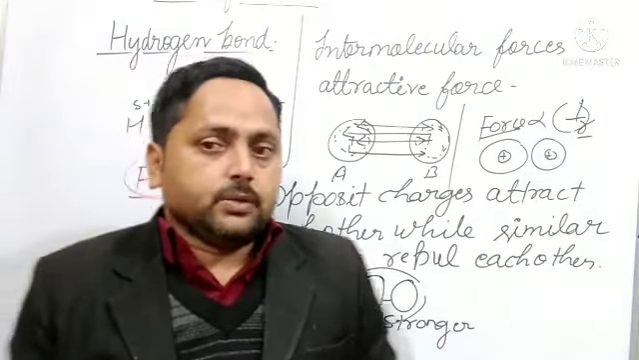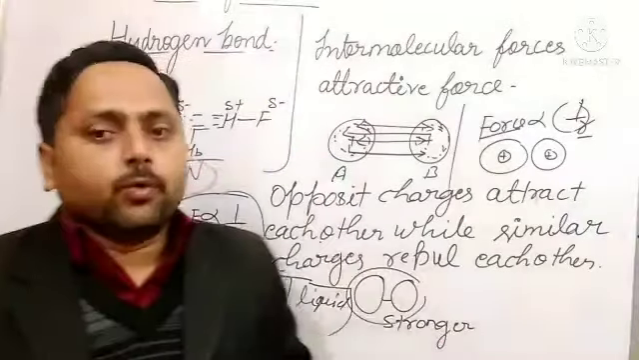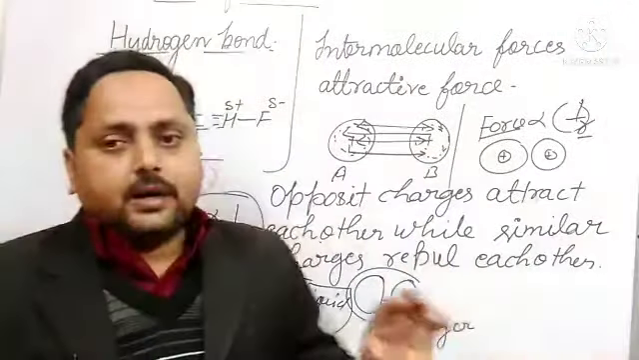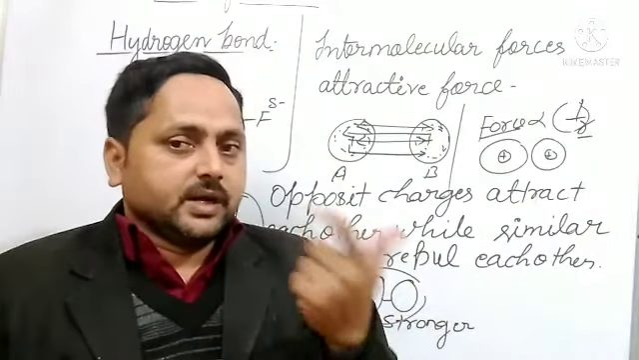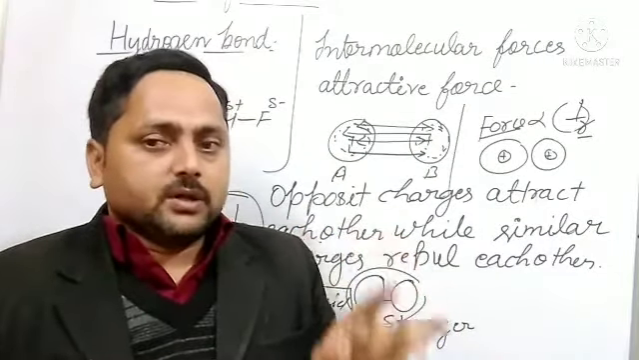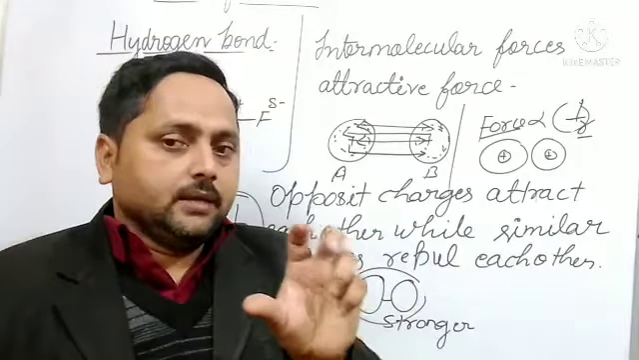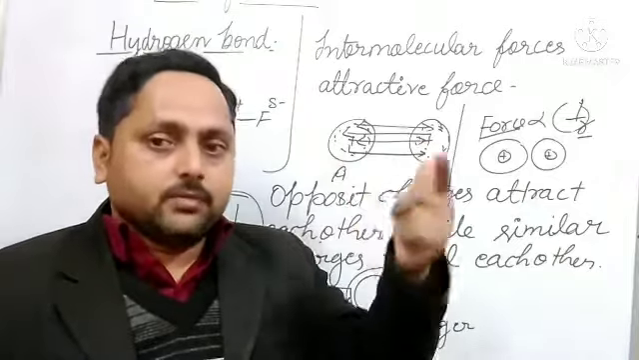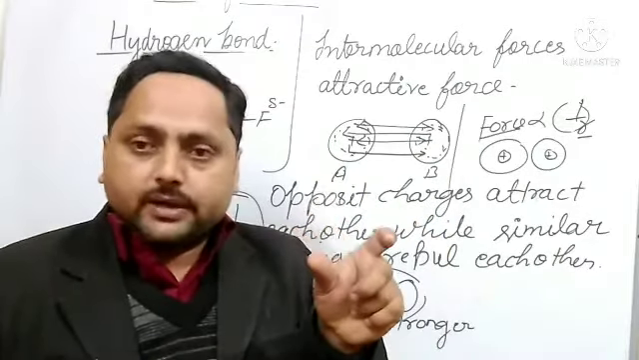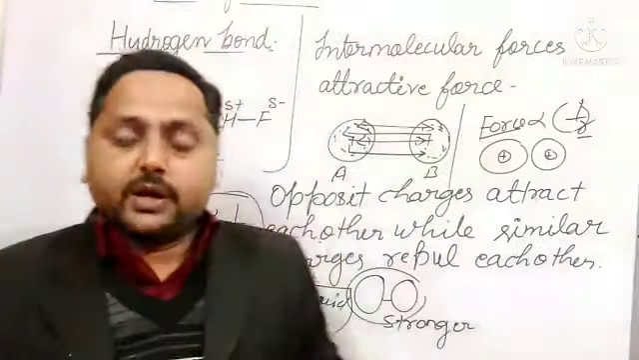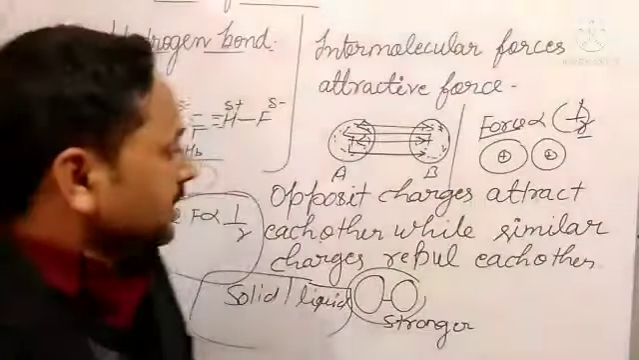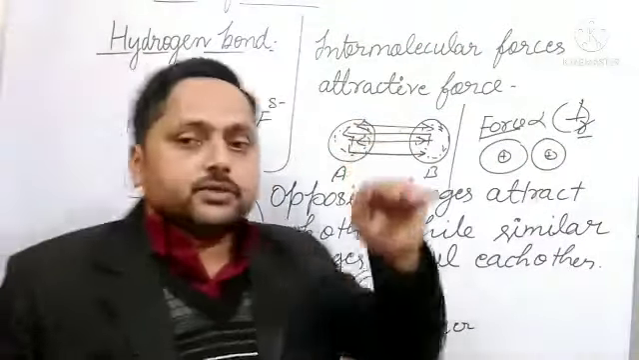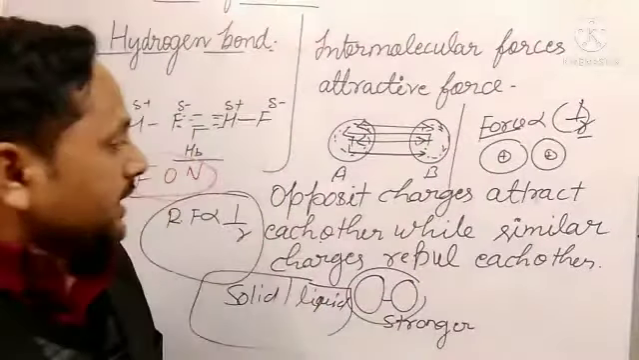In polar molecules, when hydrogen is bonded to a more electronegative atom, the positive portion of one molecule is attracted by the negative portion of another molecule, and a hydrogen bond is formed between hydrogen and the next molecule's more electronegative element. That is called hydrogen bonding. All the intermolecular forces here are attractive forces.